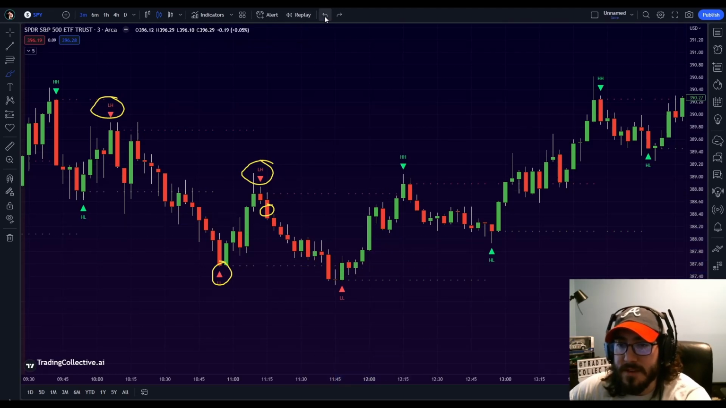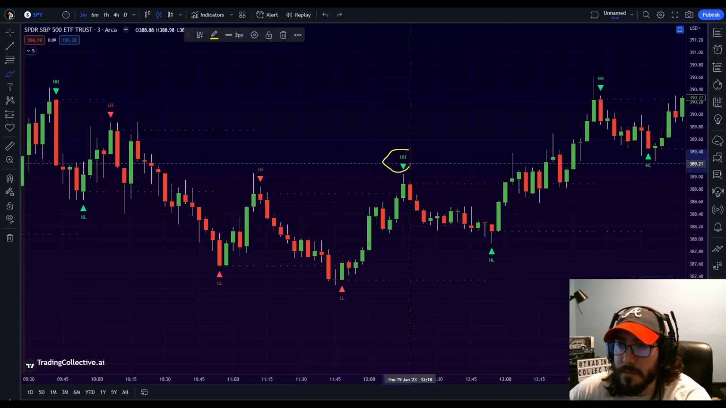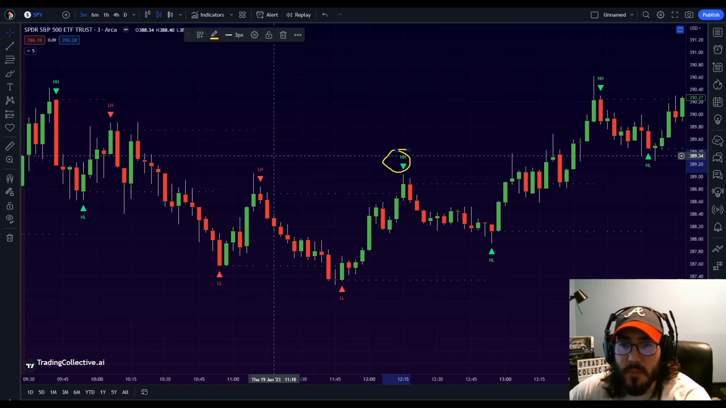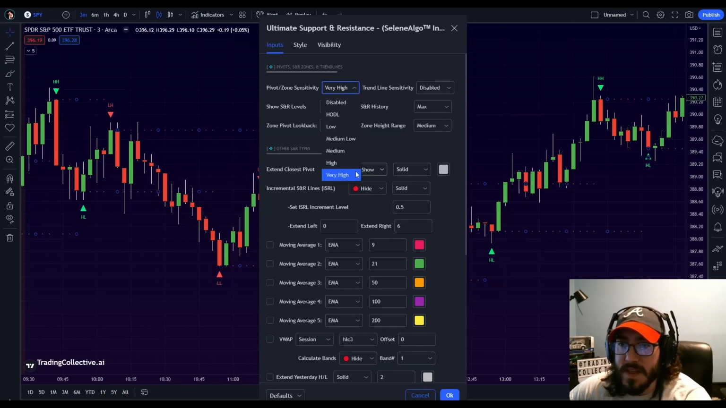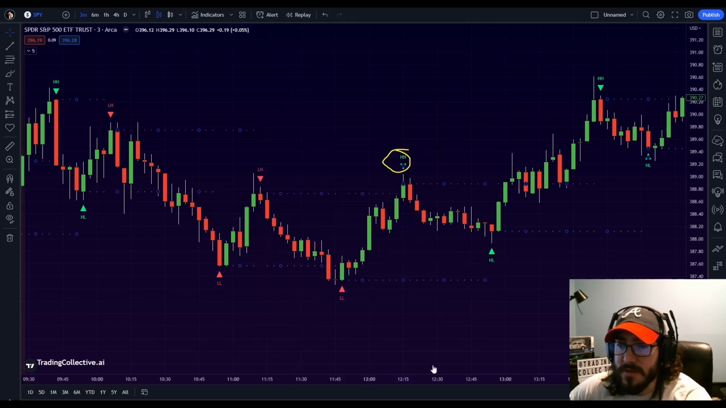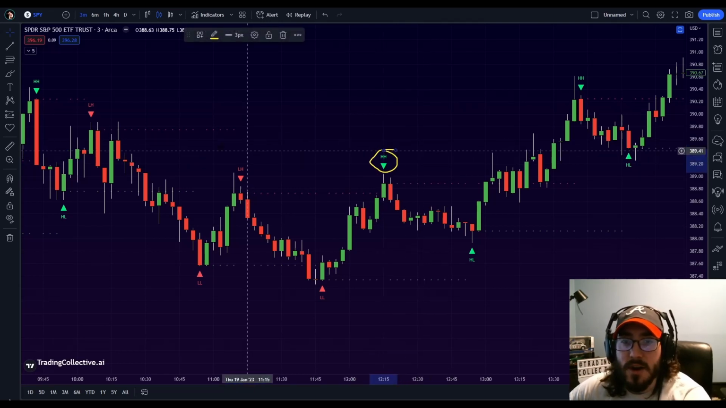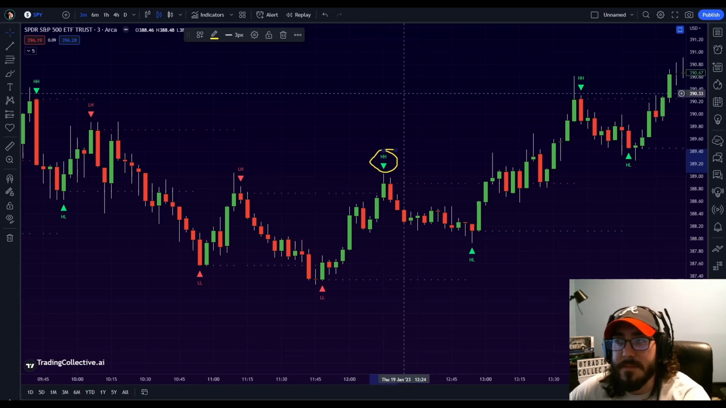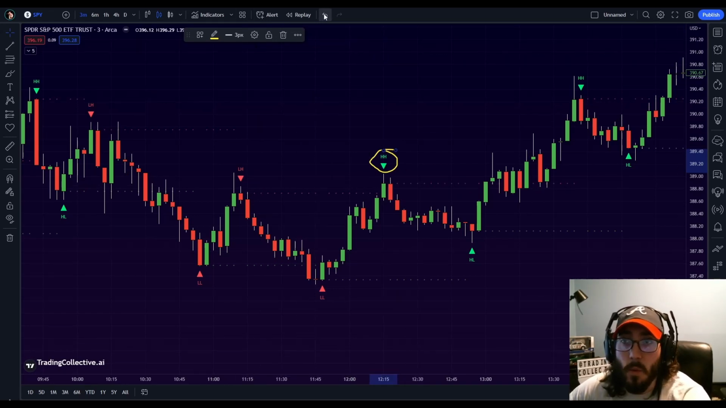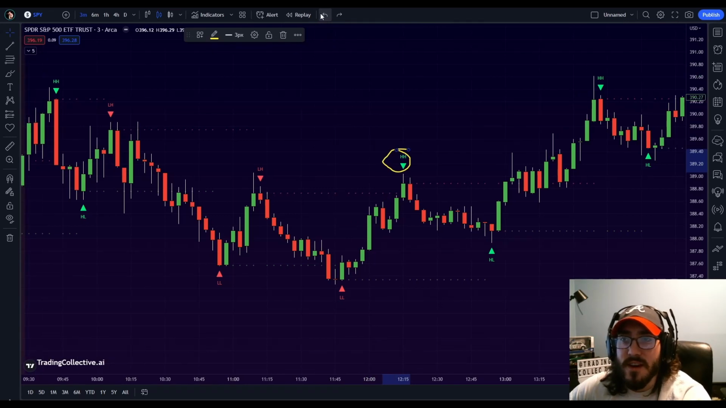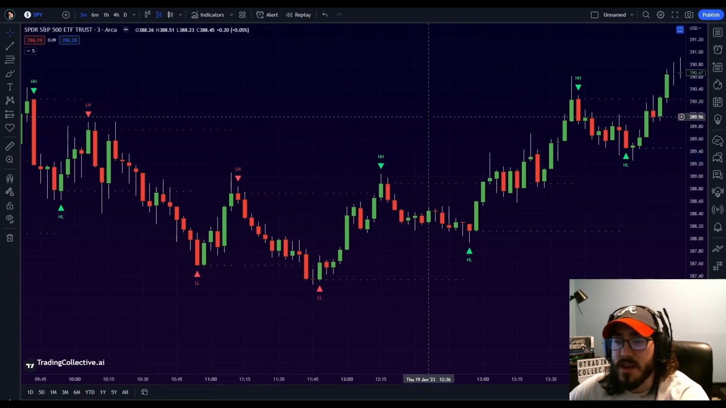We actually get a slight break in structure here by putting in a higher high. Also, it's important to note on the USR, I currently have it on the very high setting for our pivot and zone sensitivity. So after we put in a higher high here, we've now broken our confirmed downtrend structure earlier. So this is a time that I would just sit on my hands and wait, which is an incredibly valuable thing to understand as a trader: to not just try to force a trade because you're bored, try to force a square peg in a round hole.